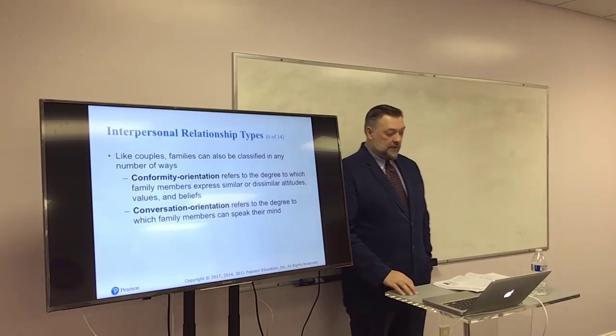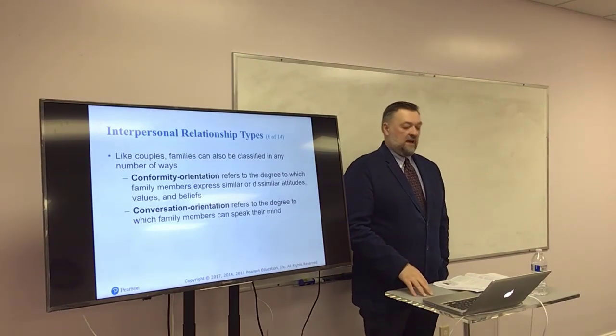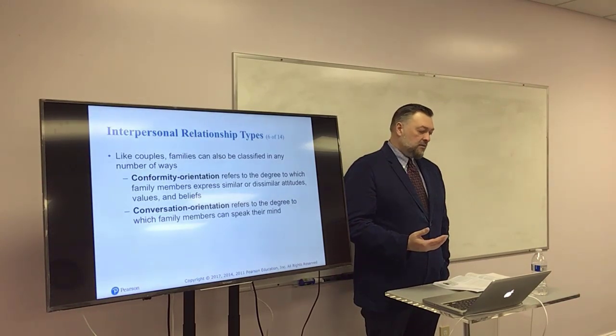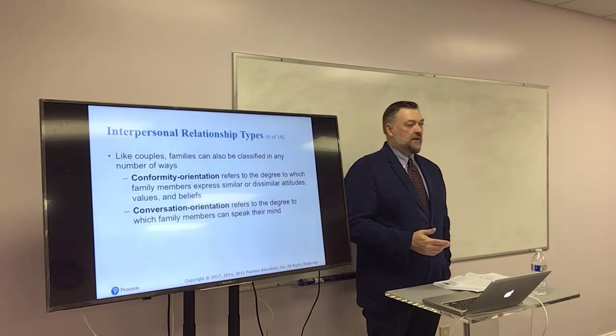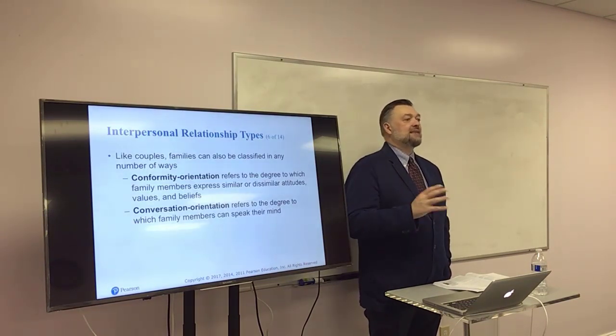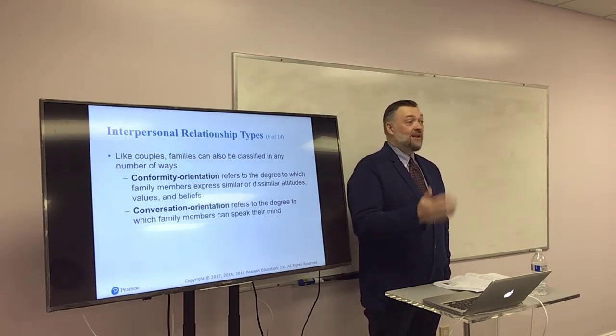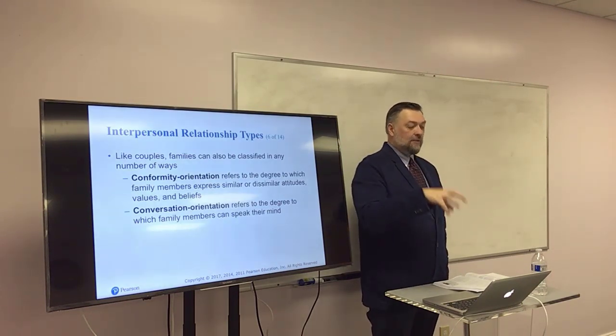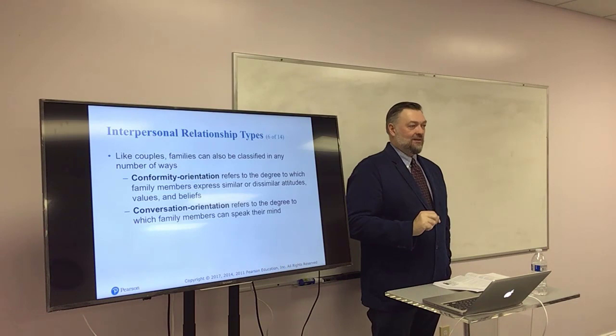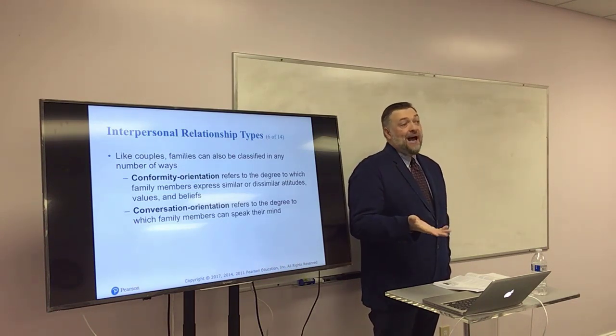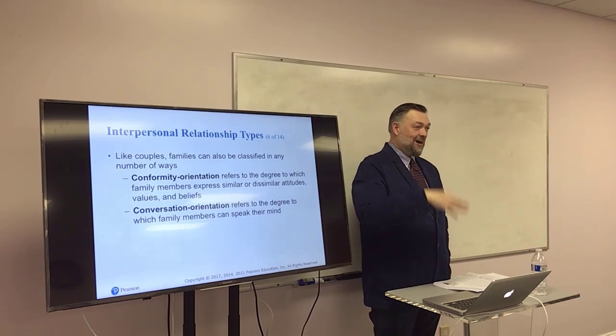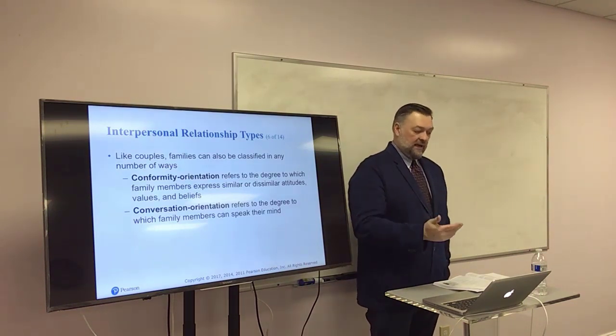So there's a conformity orientation that exists in some families. That usually refers to the degree to which members can express similar attitudes or values. Some families do not let you have dissenting ideas. Like, this is who we are, this is what we believe, and you have to be in agreement. That's it. Some families don't let you stray outside of conformity. They basically say conform or you don't belong. And most people, of course, don't want to not belong to their family, so they stay. They conform. They choose to go with the flow, right?